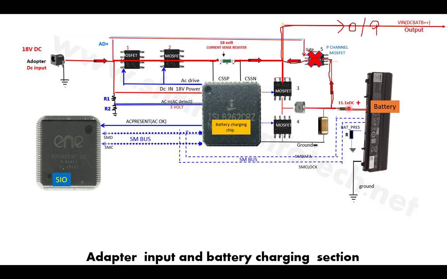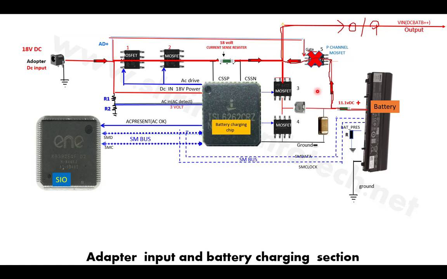And as soon as the battery is charging, the battery again from this port is informing the SIO that it is getting the charge and what percentage it has charged. As soon as the battery is fully charged, the battery closes its door and informs the SIO that it is fully charged, and then SIO stops this charging, and in this way this circuit works.